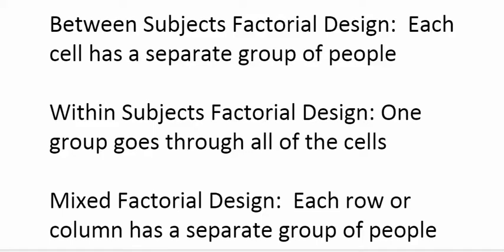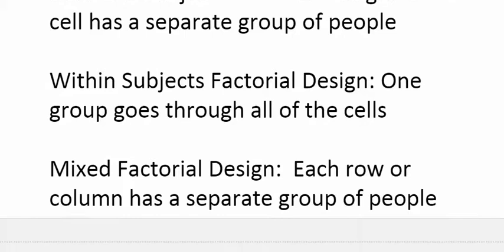In a mixed factorial design, the participants are randomly assigned to separate groups, and each group goes to one specific row or one specific column, and then all of the participants go through all of the cells in their assigned row or their assigned column. I know this sounds confusing right now if you don't have a concrete picture or example to look at, but I think you'll see what I mean once we go through a few examples and some visuals.